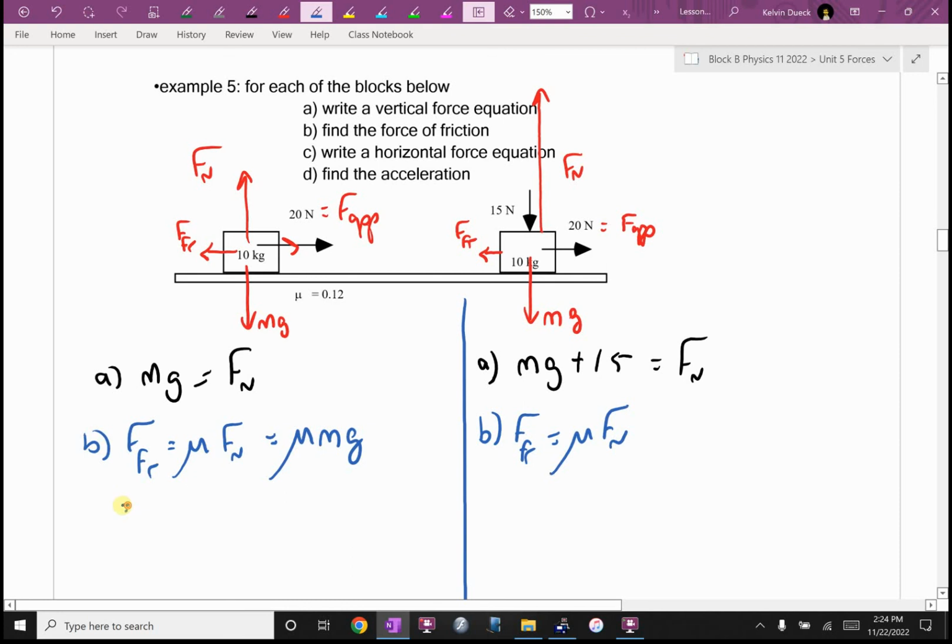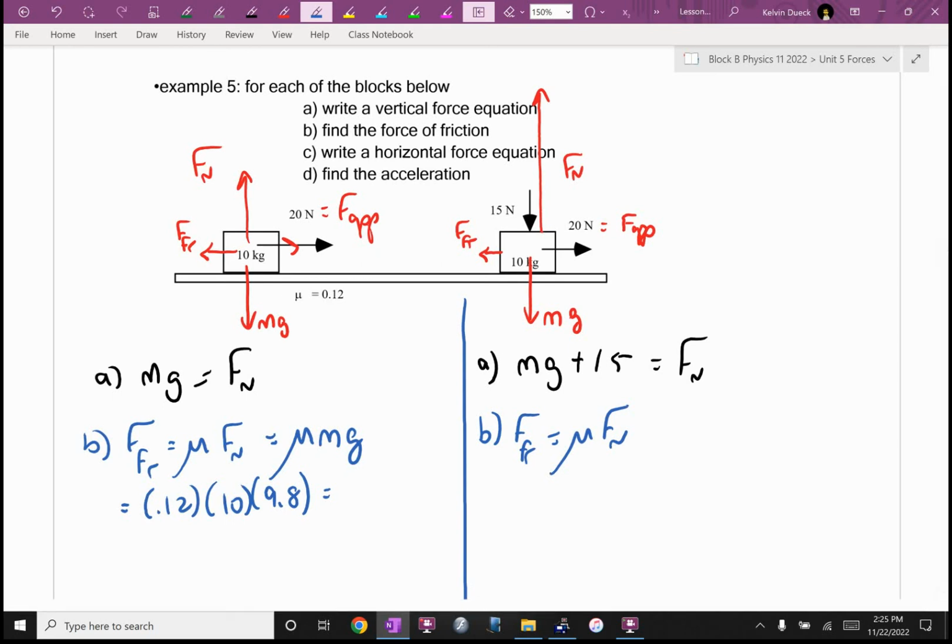In fact, I can crunch this now. It's going to be 0.12 times 10 times 9.8. I can do this in my head. It's going to be 98 times 0.12. It's going to be 9.8 plus 1.96. It's going to be 9.8, 10.8, 11.76, I think. Is that right? I think it's 11.76, isn't it?